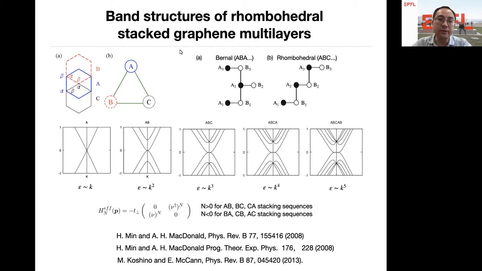It's found that for the rhombohedral stacking, the band structure close to the Fermi level depends on the number of layers. For the monolayer graphene, it's linear dispersion, but bilayer is quadratic, and trilayer is cubic. It's easy to obtain the effective model for these Dirac states, and we find that the chirality of these Dirac states is the same as the number of layers. This is for the rhombohedral stacking multilayers.